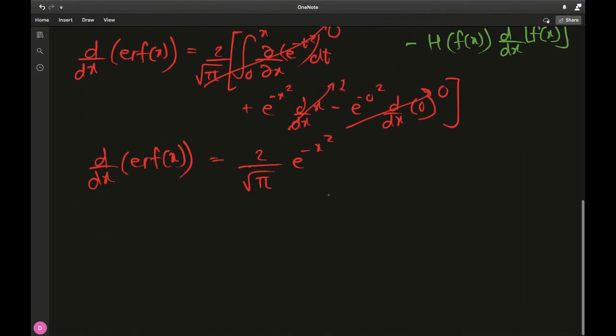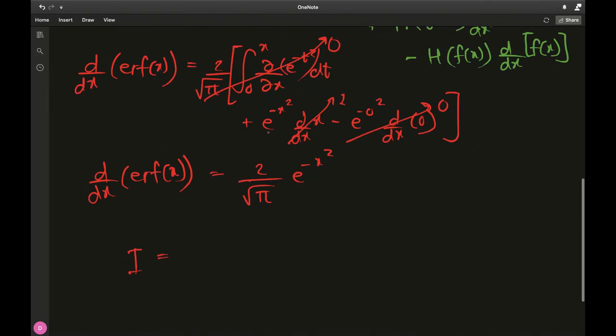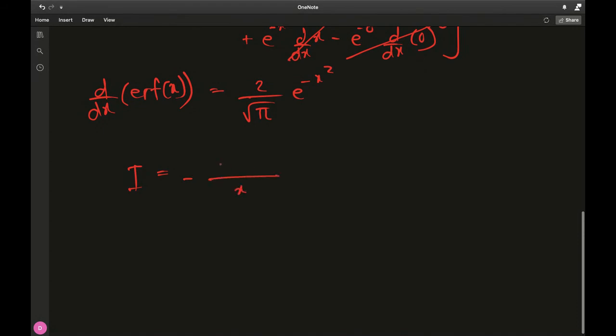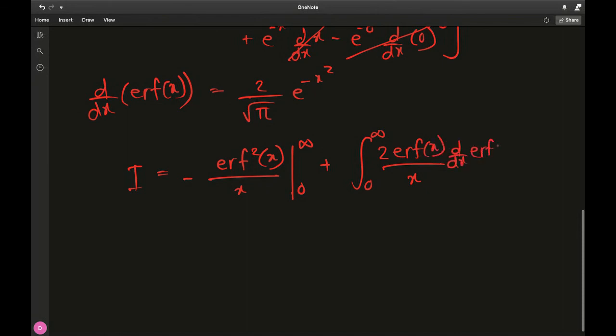denominator. So now, by integration by parts, I is equal to, well, integrate the denominator, so we have negative x, and keep the numerator, the function we need to differentiate, as it is for now, evaluated from 0 to infinity, minus the integral from 0 to infinity. This minus and the minus from the antiderivative will cancel, making a plus. We have x in the denominator, but the derivative of this, now we'll have to use the chain rule, is 2 times the error function of x times the derivative with respect to x of the error function of x dx.